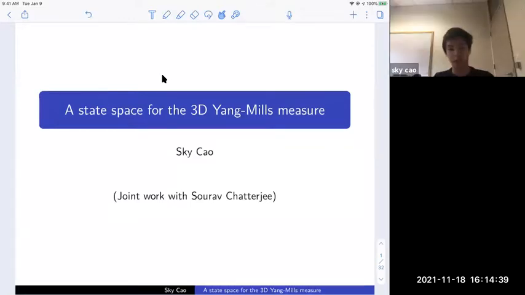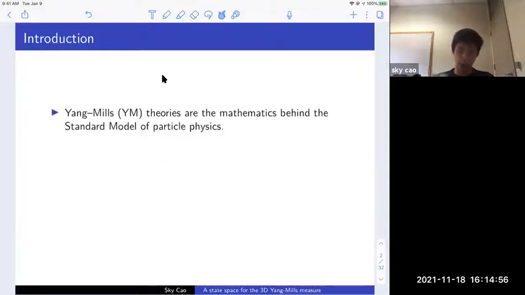Yeah, so thanks to the organizers for putting on this seminar. Today I'll be talking about some joint work with my advisor, Sourav Chatterjee, on a state space for the 3D Yang-Mills measure. I'll try to give a general sense of what we did in this talk, but I won't be able to give any precise statements. Let me start by giving some background.